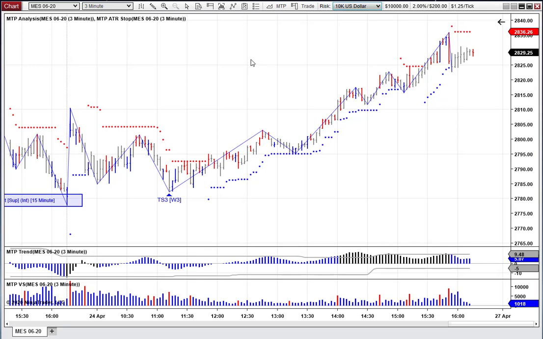So what is a Wave 3 trade setup? Well, a Wave 3 trade setup, as we can see on this chart here, allows you to catch the Wave 3 in Elliott wave terms.